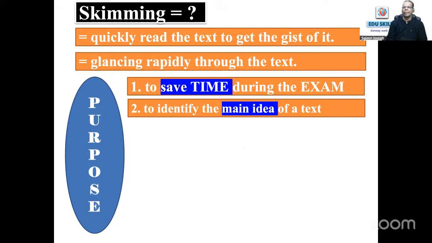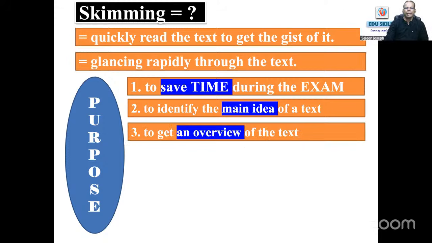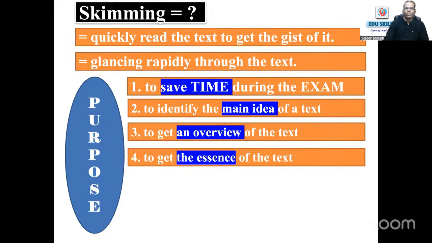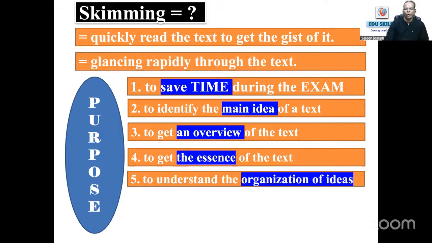Second, to identify the main idea of your text. Just to identify what is the main idea being explained or proposed in this text. Third, to get an overview of the text. Overview means general idea, a bird's eye view. Fourth one, to get the essence of the text. Essence means main idea. What is the main essence, or the taste, of the text?